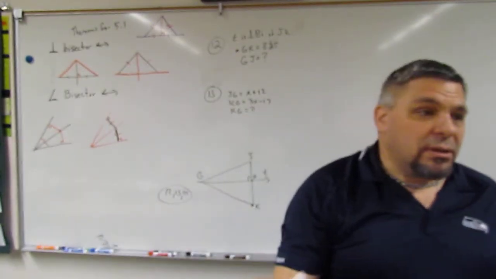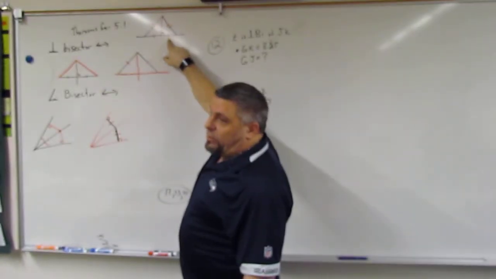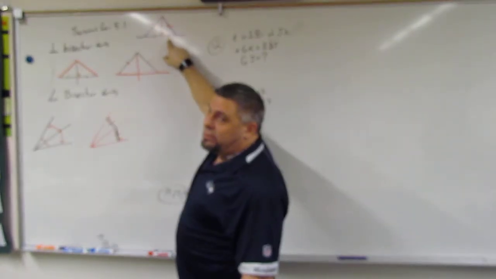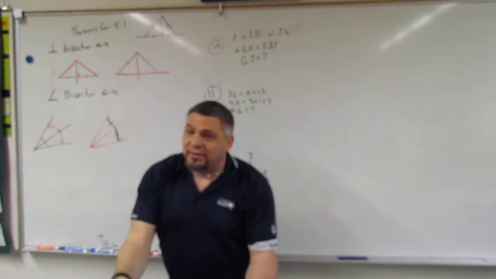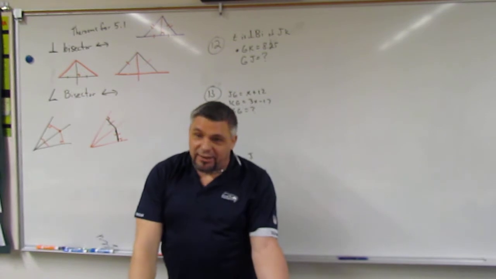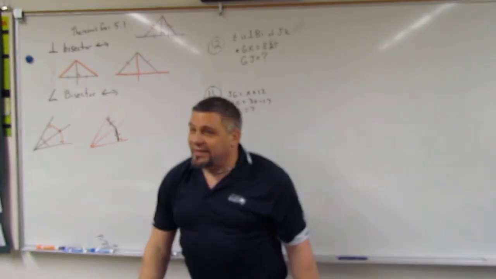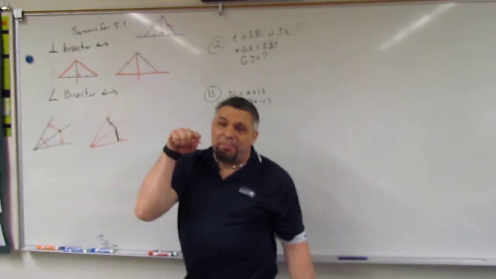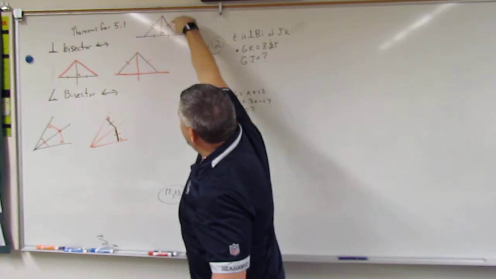Now think about that. Okay? We know it's a right triangle, right? Then we know these two are congruent, right? CPCTC, right? Because of why? Oh, because of angle side side, right? Or hypotenuse leg, right? We have a leg, we have a hypotenuse.